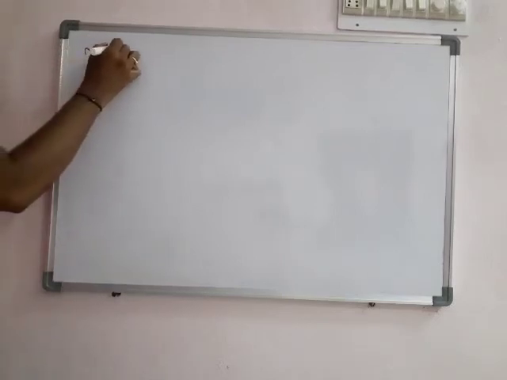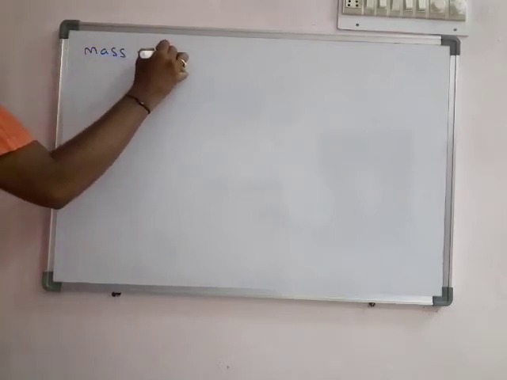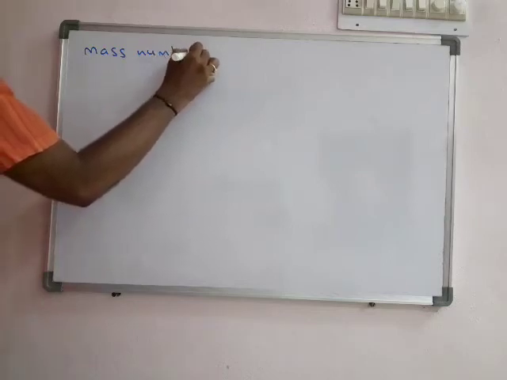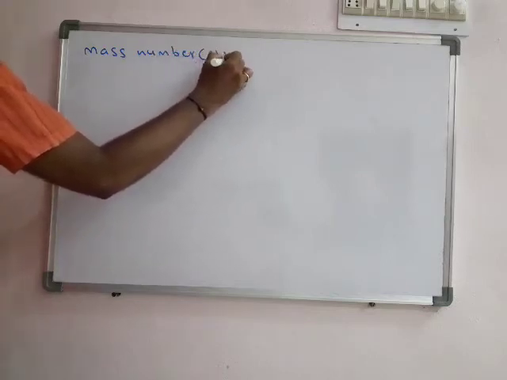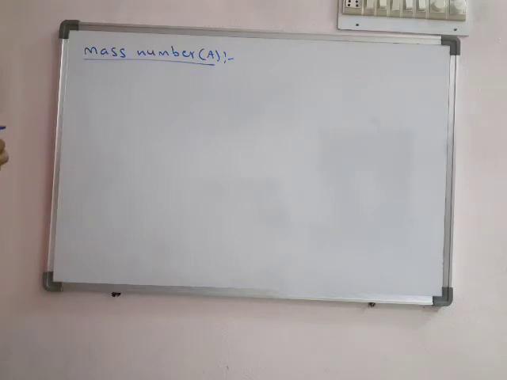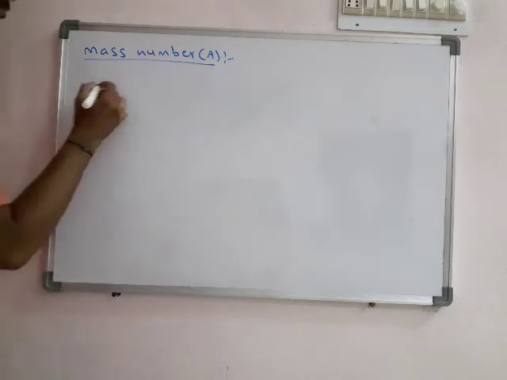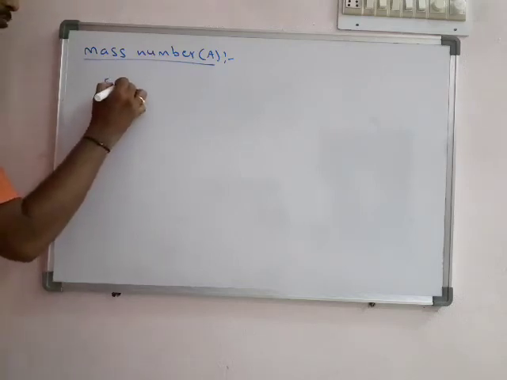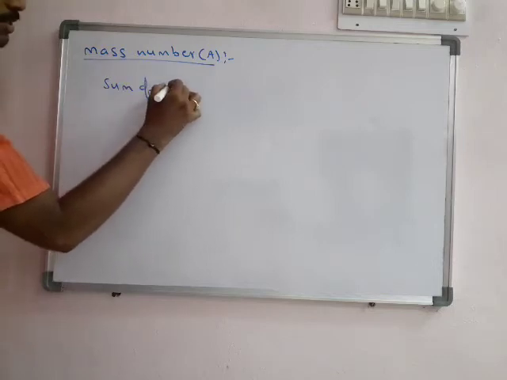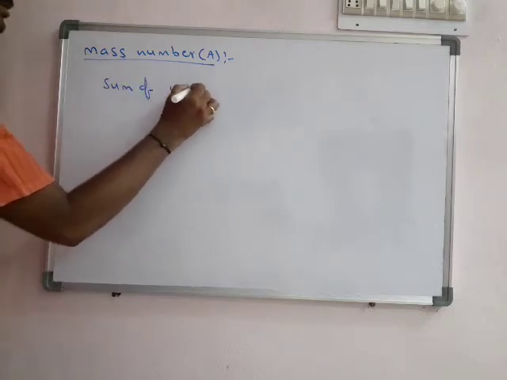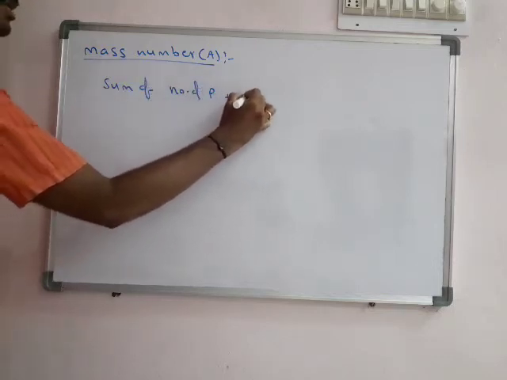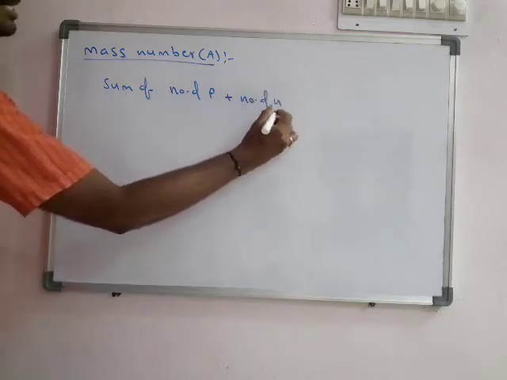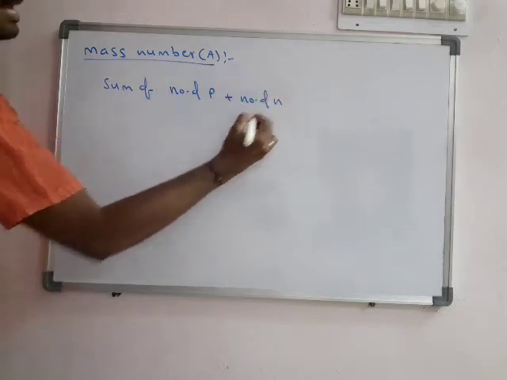Next we see the other concept, that is mass number. It is indicated by capital A. Mass number is equal to the sum of the number of protons and the number of neutrons present in the nucleus of an atom.